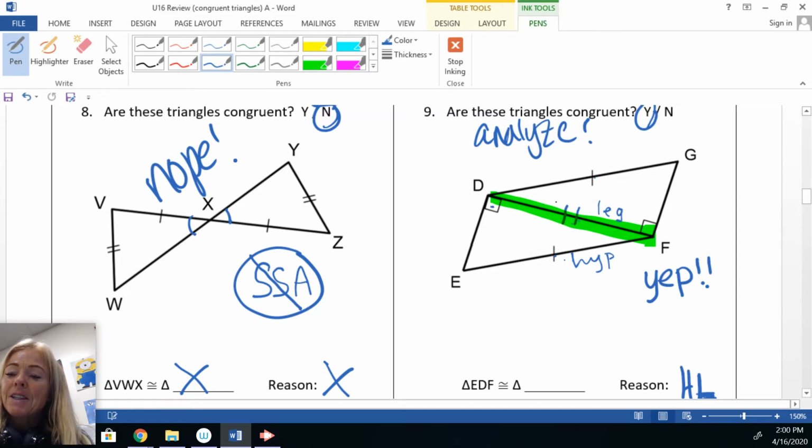It is a side and an angle. However, because it's a right angle and we have a hypotenuse and a leg, in this case the two triangles must be congruent by HL. All right, so we have an E, a D, and an F.